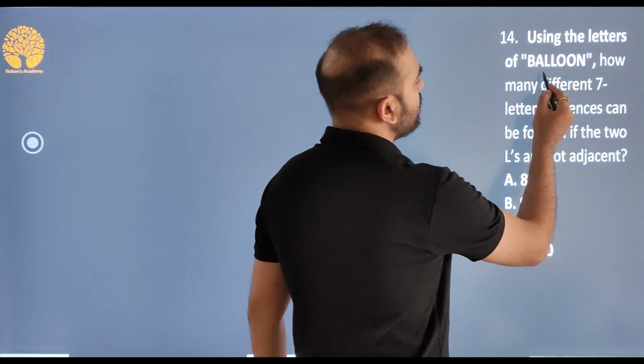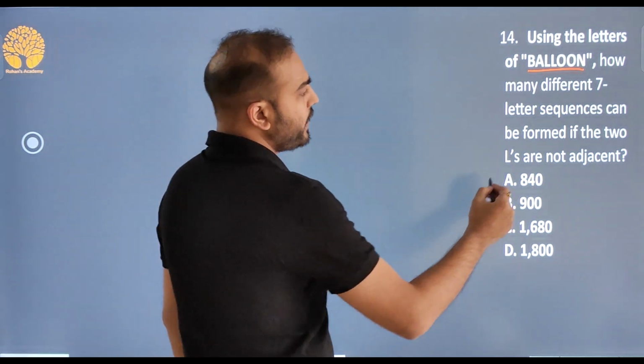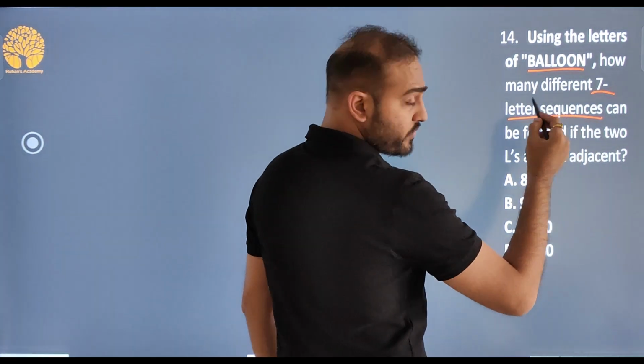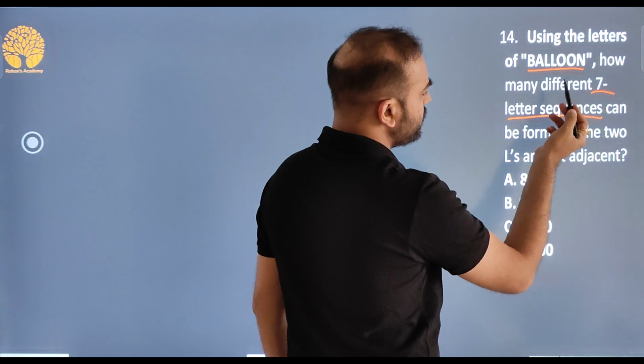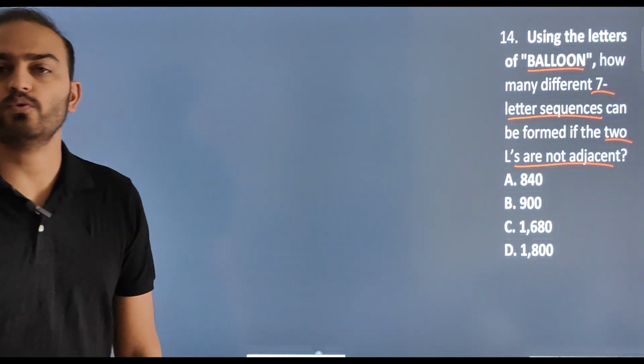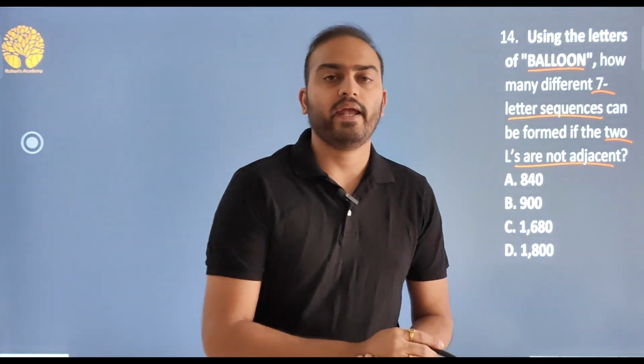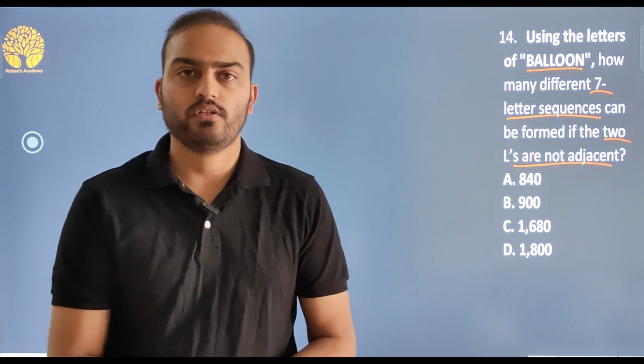Next we have the letters of the word balloon. We have to make 7-letter sequences, so we have to utilize all 7 letters. The two L's cannot be adjacent to each other.